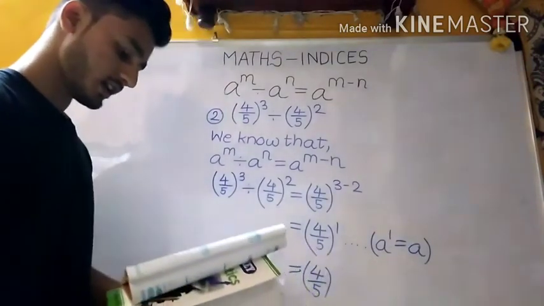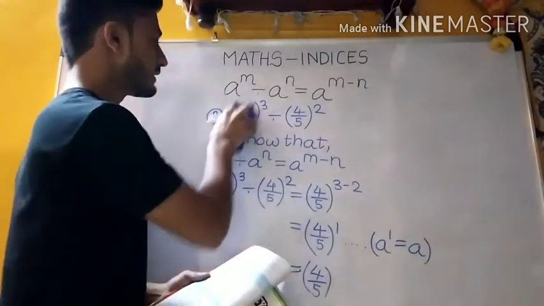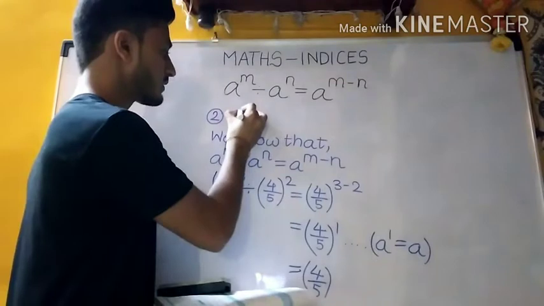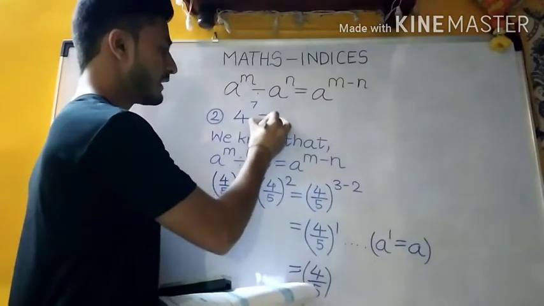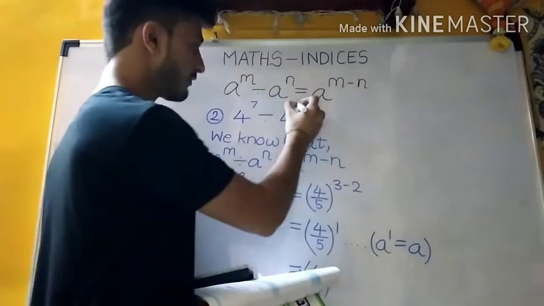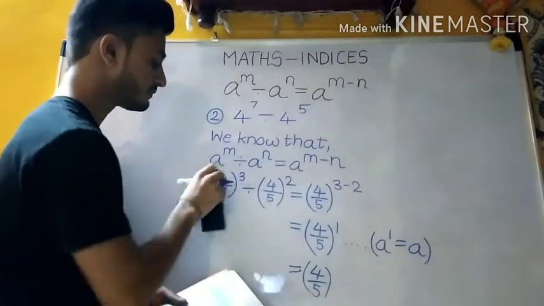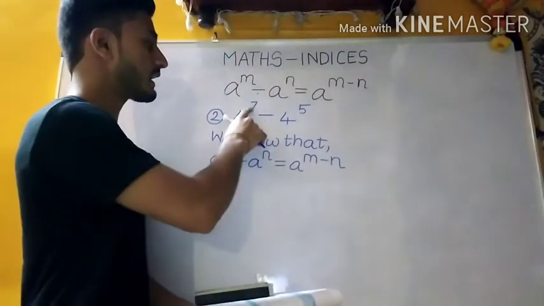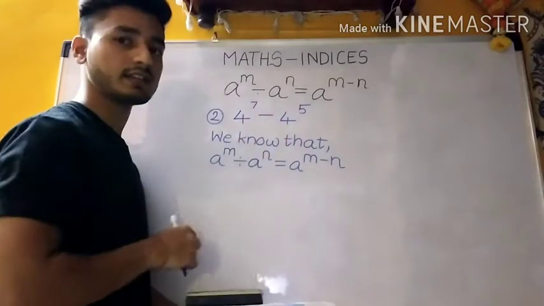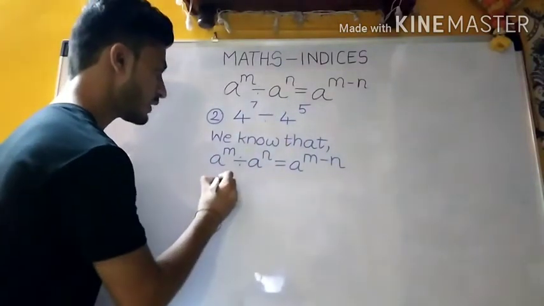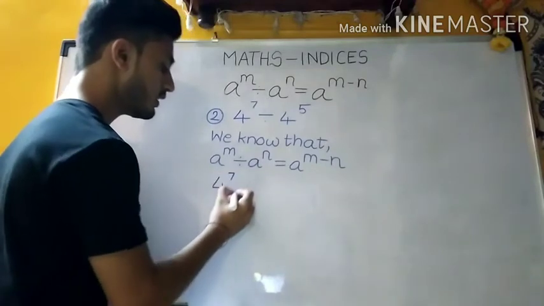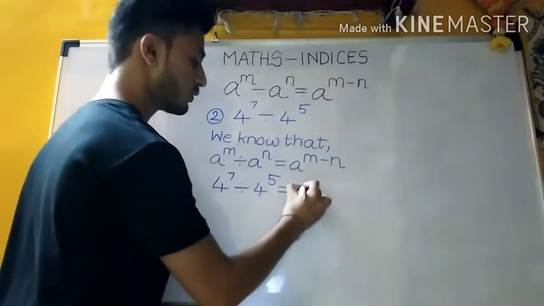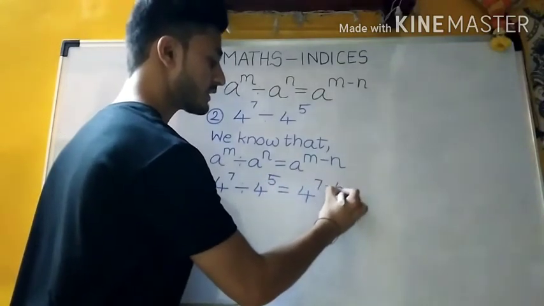Now we will talk about the last sum of this exercise. That is 4 raised to the power 7 divided by 4 raised to the power 5. Okay. So here, if you again see, again m is bigger, n is smaller, again it is case number 1. So we will write the question in the form of formula. 4^7 divided by 4^5 is equal to 4 raised to the power 7 minus 5.